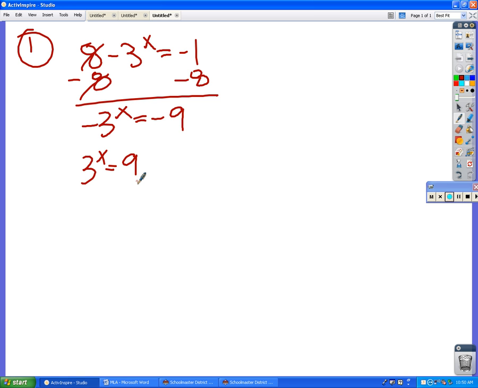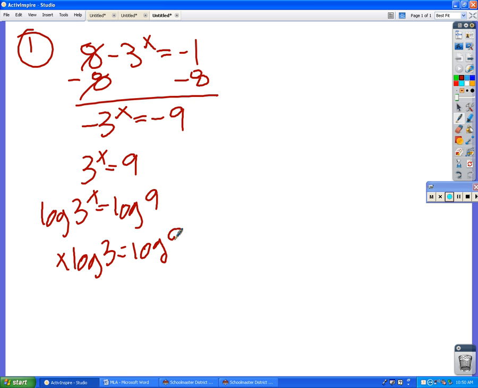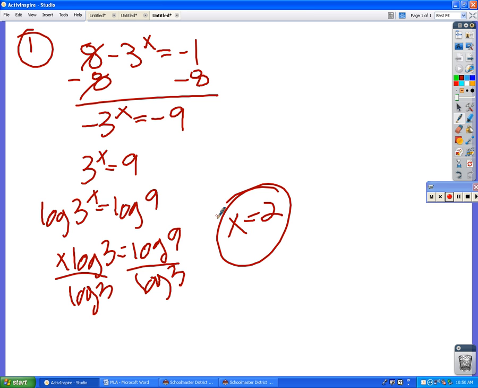Now I have to log both sides. So log 3 to the x equals log 9. Bring the x in front. Divide both sides by log 3. And x equals what, Elliot? 2. Yeah. Do we have to do all that log stuff, or can we just figure out what?